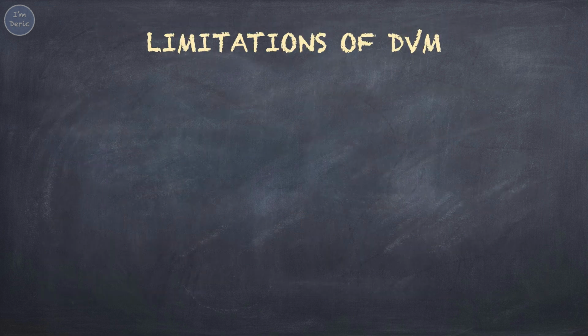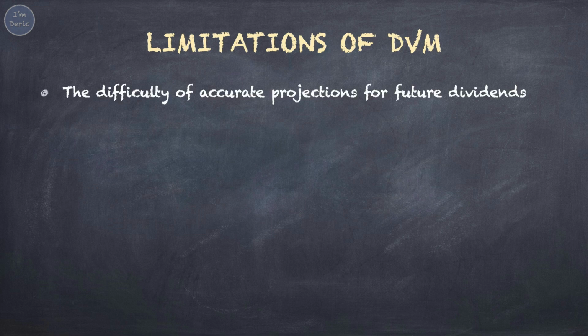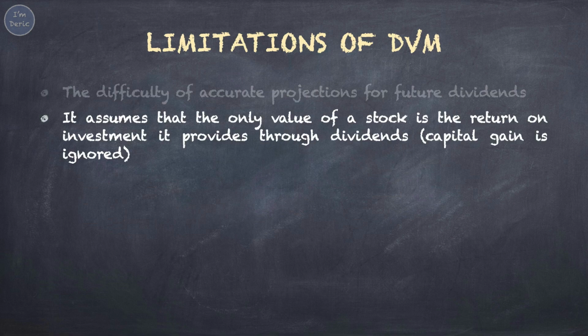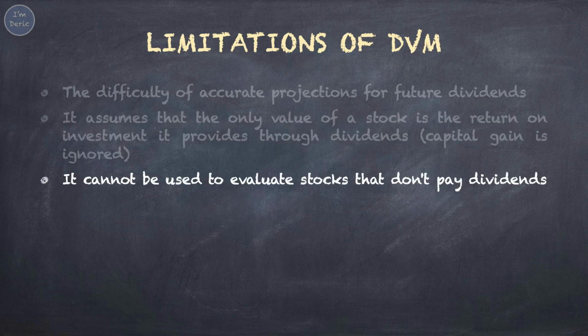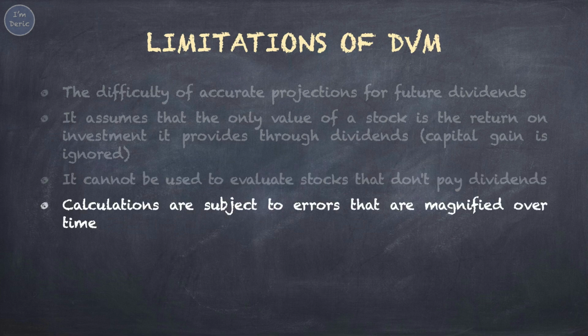Although DVM is very useful in estimating the intrinsic value of common stocks, it is subject to some limitations. First, the difficulty of accurate projections for future dividends. It can never be simple to forecast the future dividends, because it is hard to forecast the sales and net profit of the company. DVM assumes that the only value of a stock is the return on investment it provides through dividends, in which the capital gain is ignored. DVM cannot be used to evaluate stocks that don't pay dividends. Calculations are subject to errors that are magnified over time.